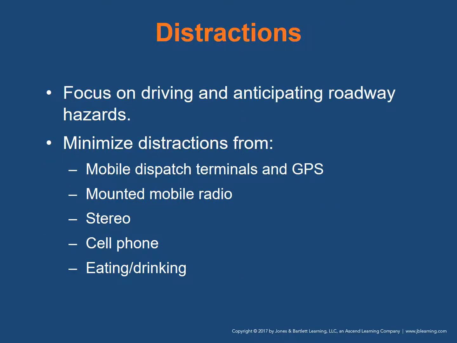Distractions: focus on driving and anticipating roadway hazards. We can minimize distractions from the mobile dispatch terminals or those laptops that are secured in the passenger seat, and the GPS if you're using one to help navigate either to and from the hospital or to and from the station. The mounted mobile radio can cause issues with distraction. Generally, if the ambulance is in motion, the person that should be operating the radio is the person in the driver's seat, especially if you don't have a patient in the back or you're not transporting anybody.